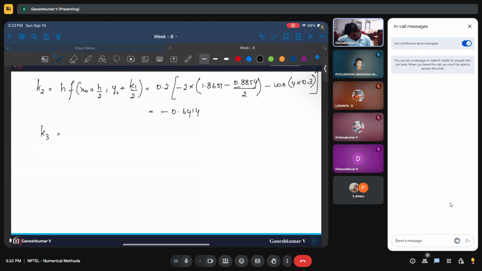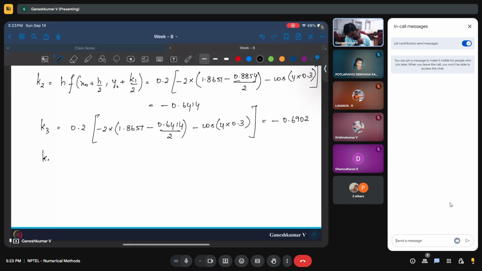And similarly k3 we can do. K3 is going to be 0.2 times minus 2 into 1.8651 minus 0.6414 by 2 minus cos of 4 into again 0.3. K3 is also using h by 2. This is equal to minus 0.6902.